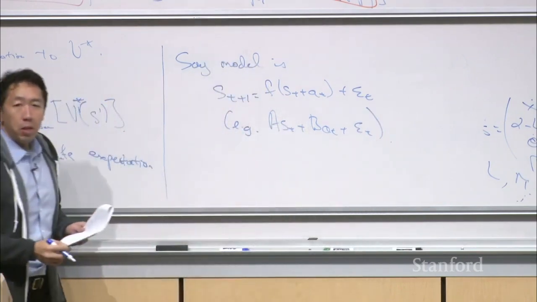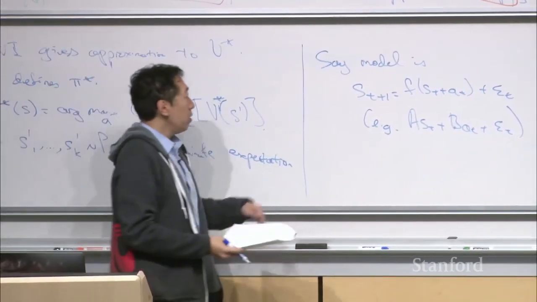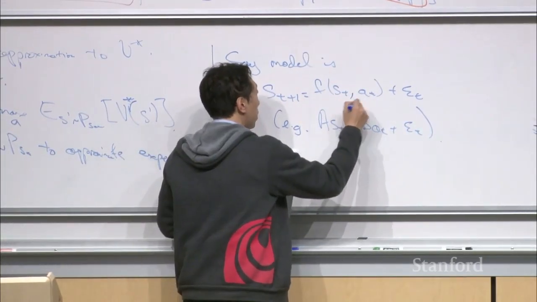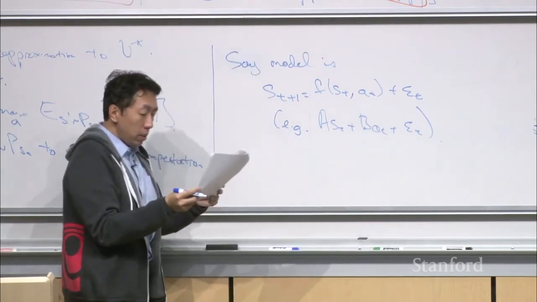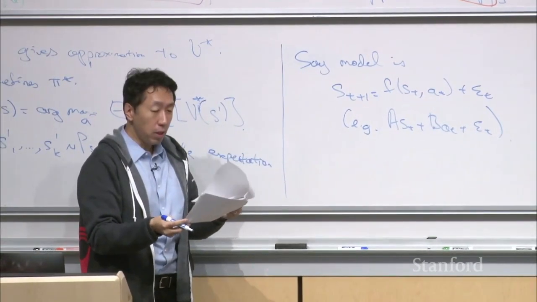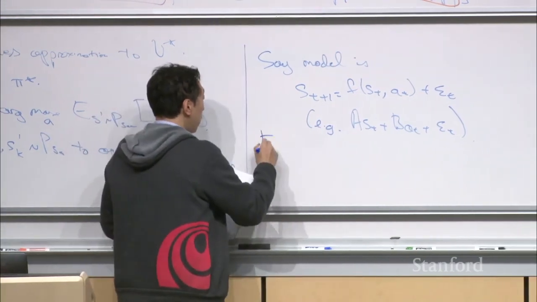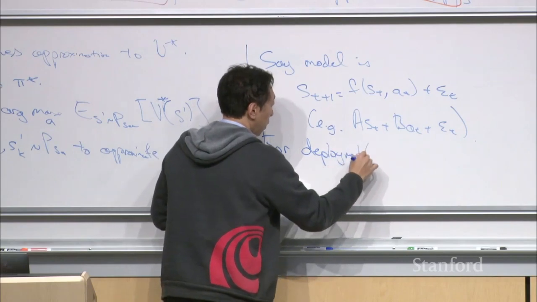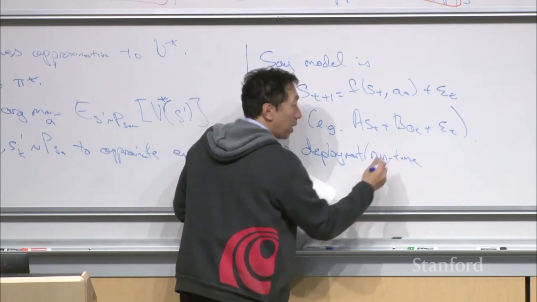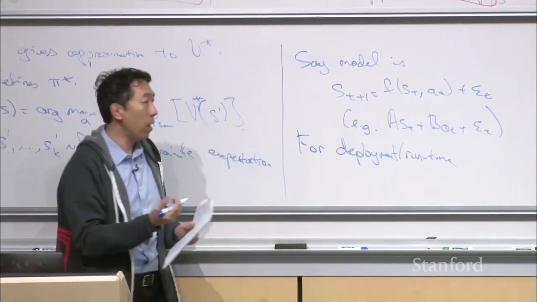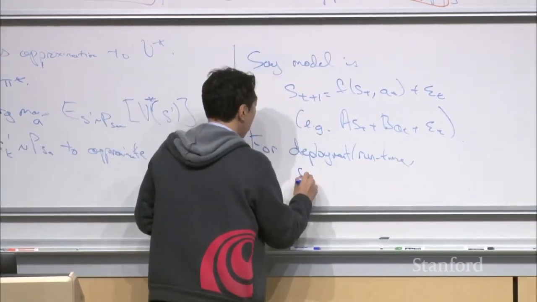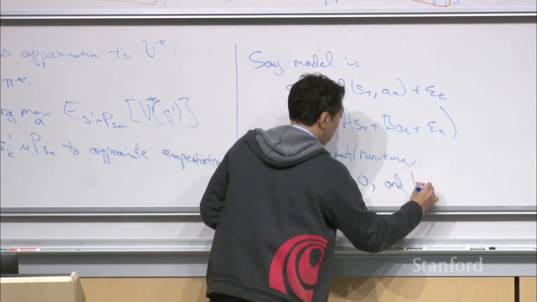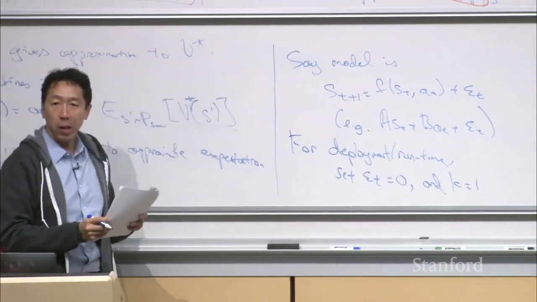Okay. So most simulators are of this form. Next state is equal to some function of the previous state and action plus some noise. And so one thing that is often done is, for your deployment, for the actual policy you implement on the robot, set epsilon t equals 0, and set k equals 1, right?